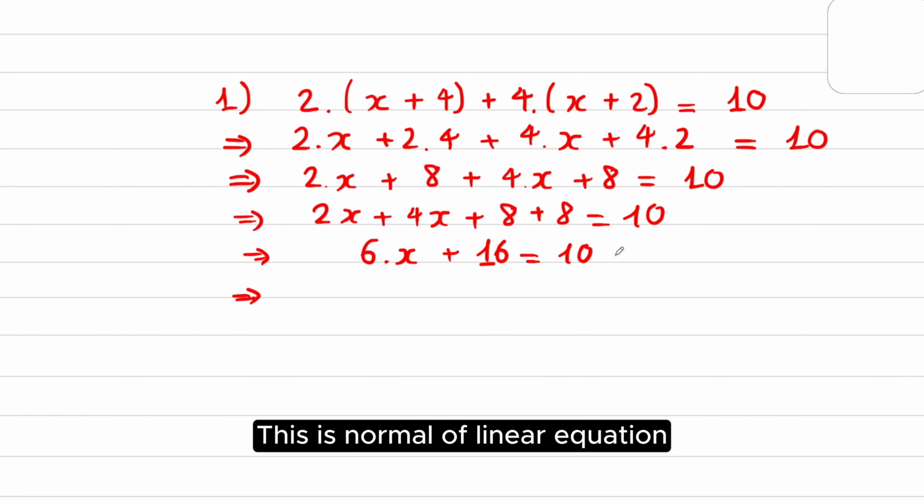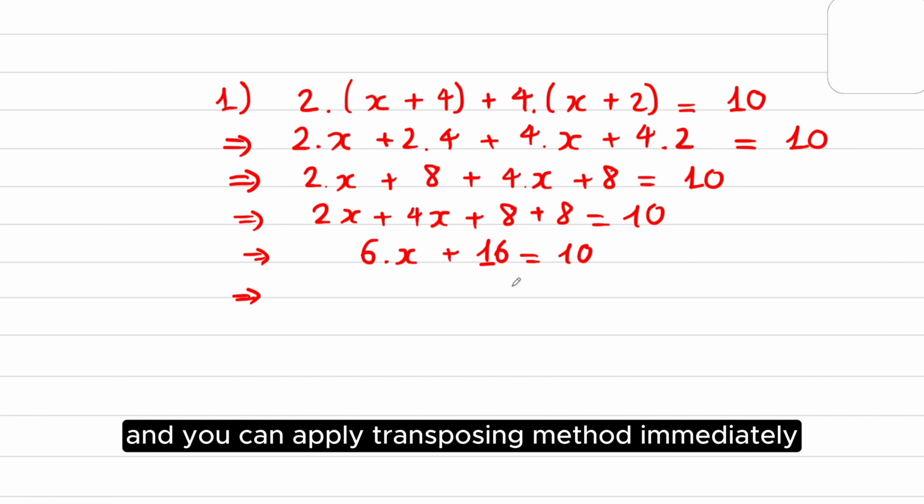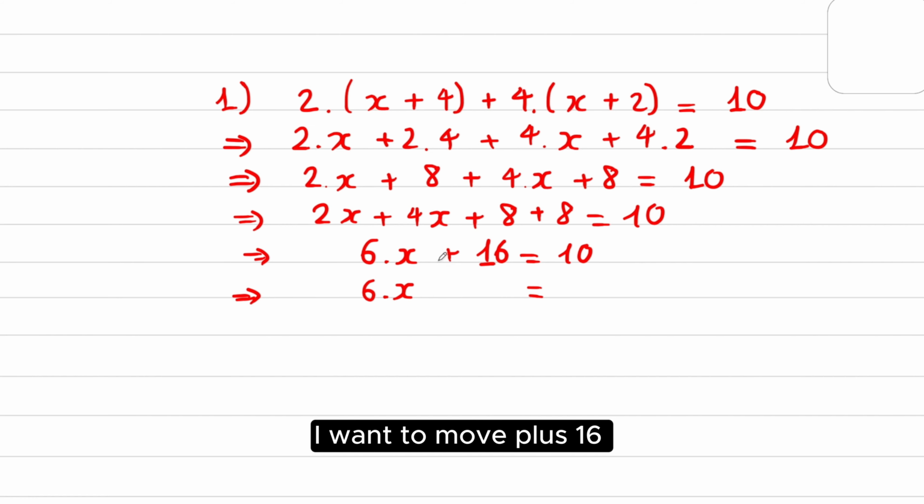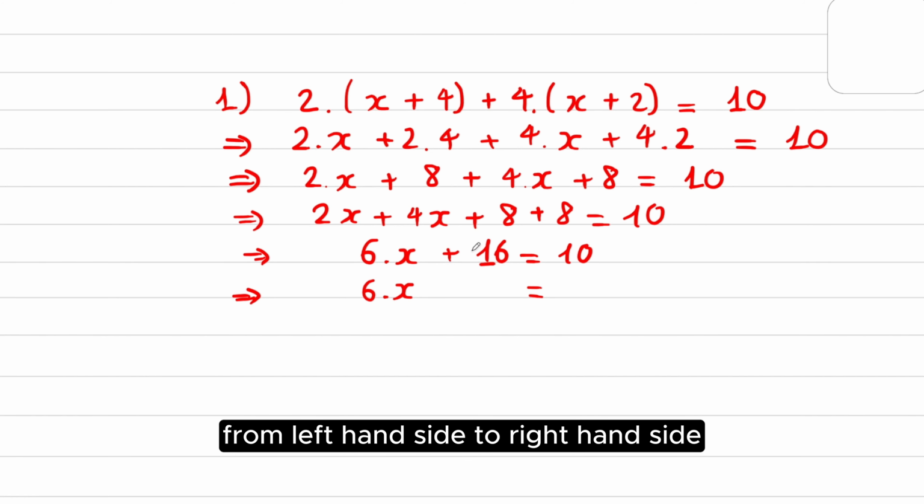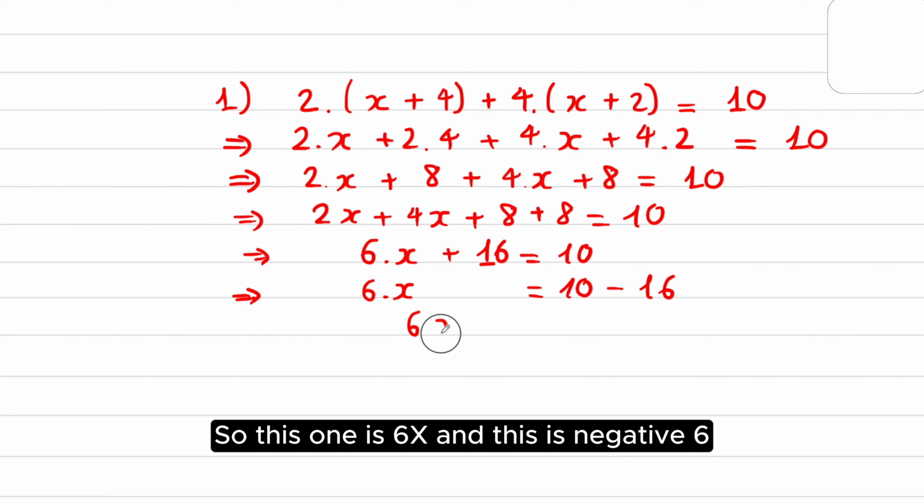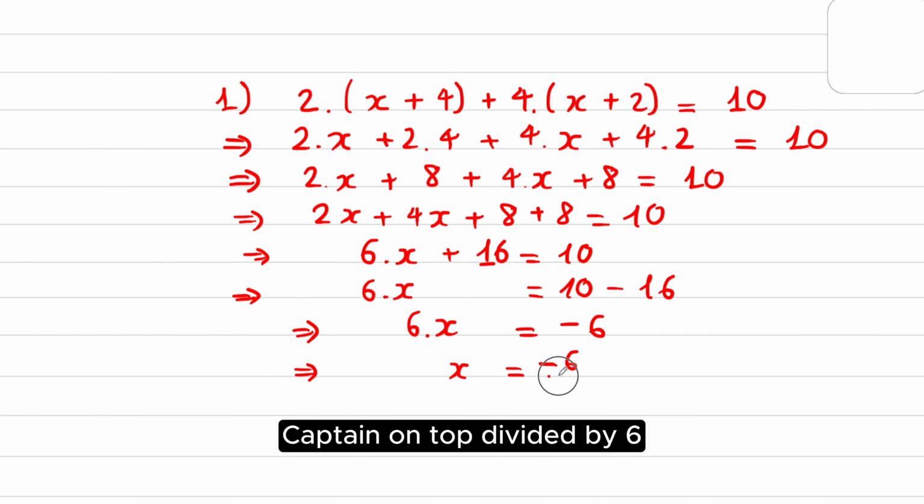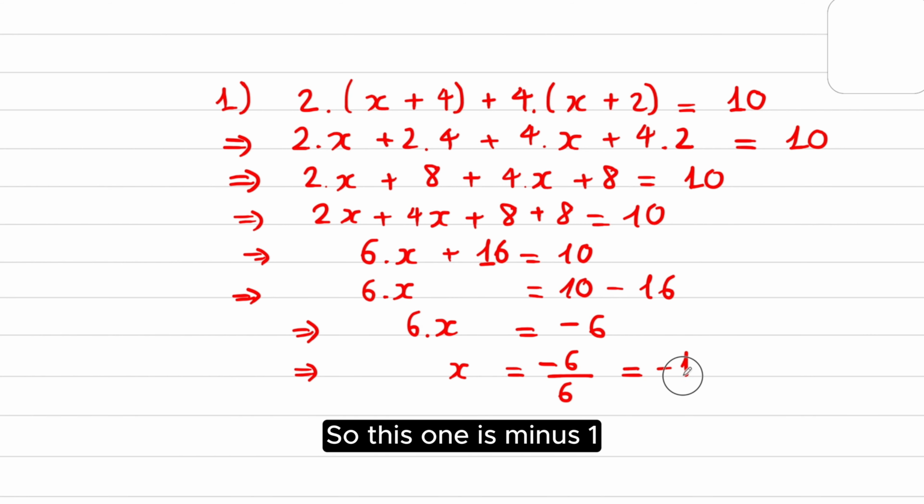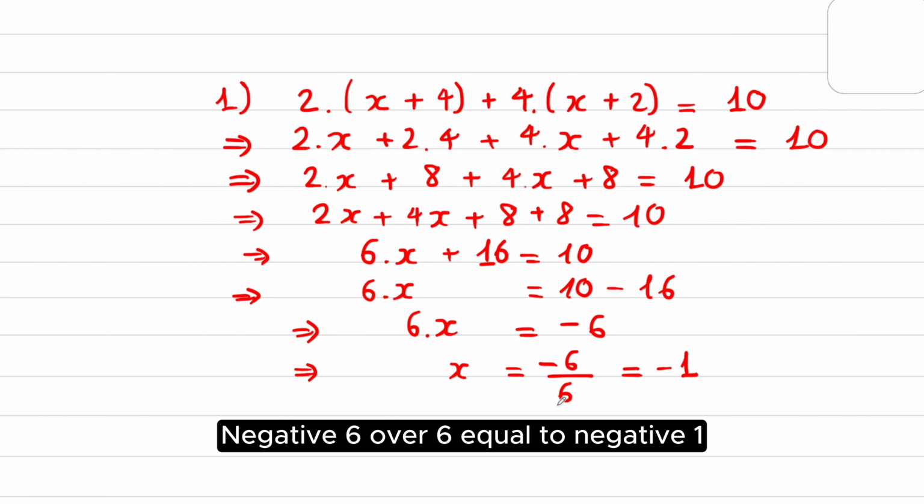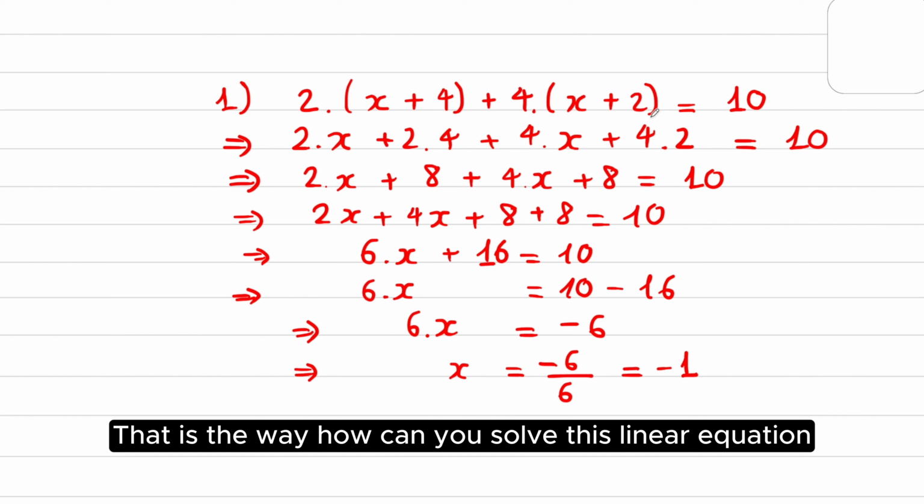This is a normal linear equation, and you can apply the transposing method immediately. I want to move plus 16 from the left hand side to the right hand side. You will get something like this. So this one is 6x and this is negative 6. Negative 6 stands alone, and 6x is divided by 6, so x is minus 1. Negative 6 over 6 equals negative 1. That is how you solve this linear equation.